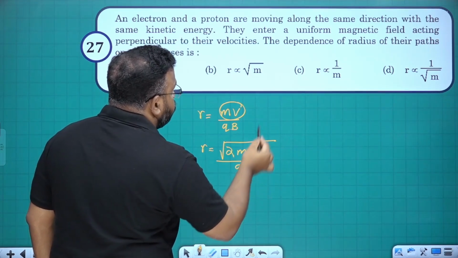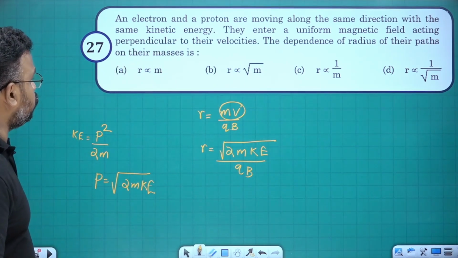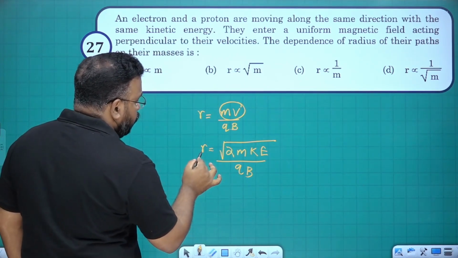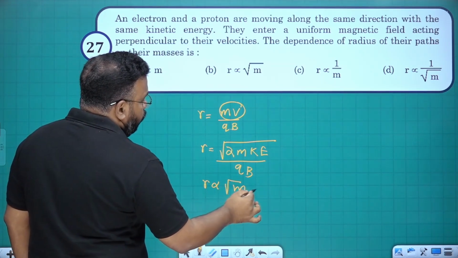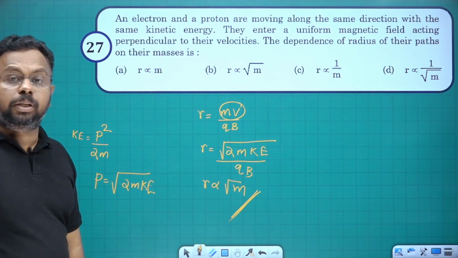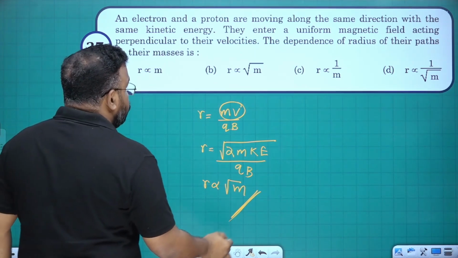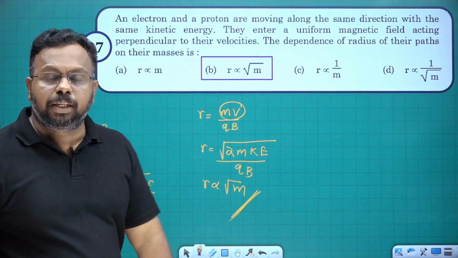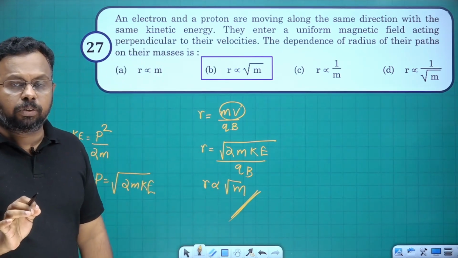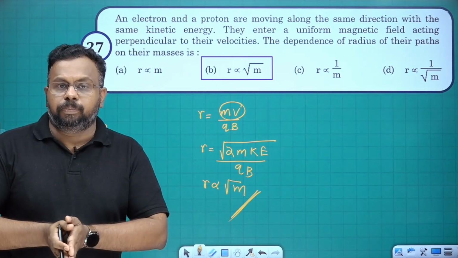What is the question? How the radius depends on the mass. It's very simple. Radius is directly proportional to the square root of mass, means you can see this is the answer. Option B is the right answer for this question. Clear or not?